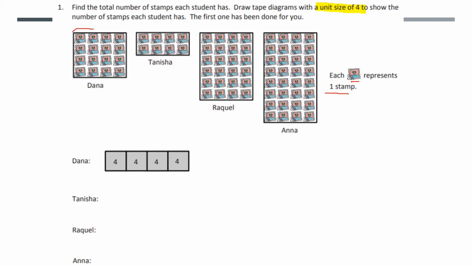So if we look here, here's Dana that I did. 1, 2, 3, 4. So that's one right here. Then another 1, 2, 3, 4. Here. 1, 2, 3, 4 is right here. And 1, 2, 3, 4 is right here. So now you're going to do Tanisha, Raquel, and Anna. You're going to draw it out just like I did.